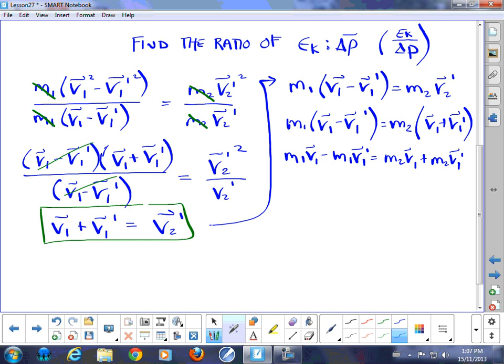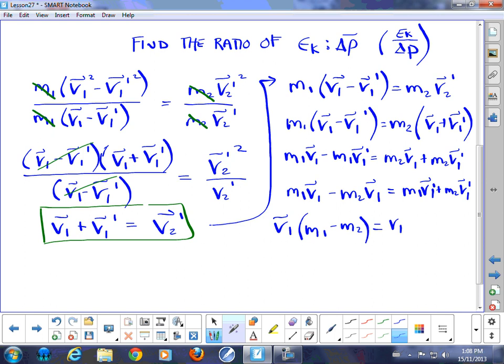And what I'm going to do is isolate for V1 prime here. So I'm going to move it to the other side. So I'm going to have M1 V1 minus M2 V1 equals, on the other side then, M1 V1 prime plus M2 V1 prime. And on the other side as well, I find I have V1 common here. So V1 (M1 minus M2). And on the other side, I can take out a V1 prime, and I have (M1 plus M2).